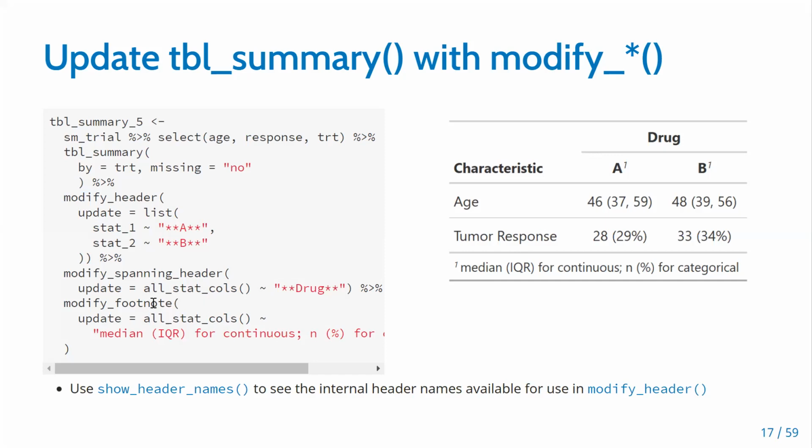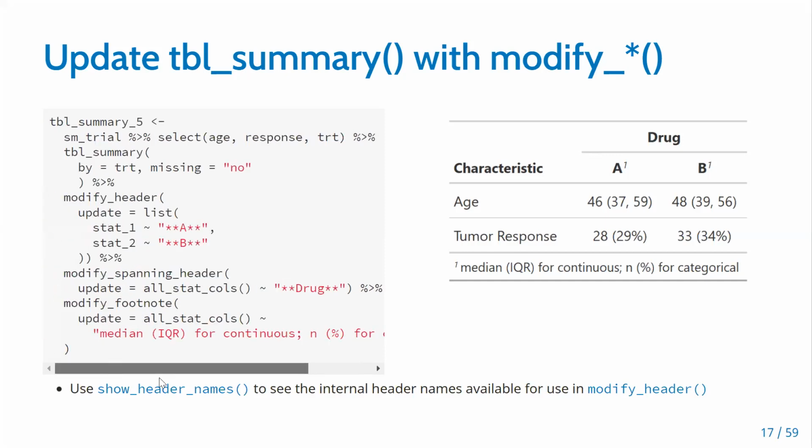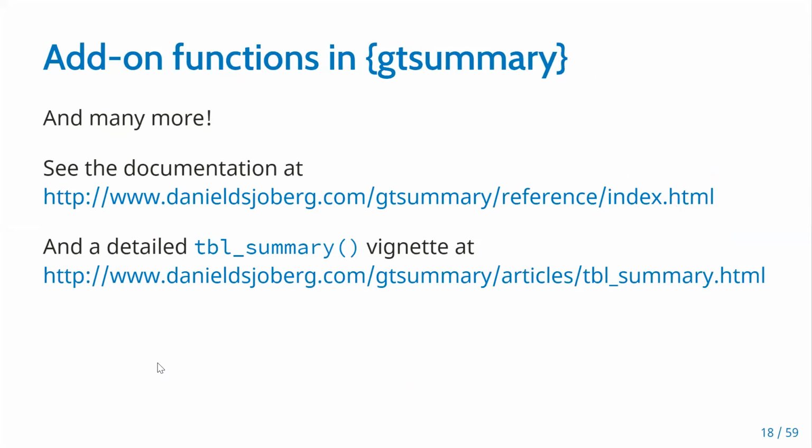And I wanted to modify the footnote and put more details. Instead of just putting median IQR and n%, I wanted to say median and IQR for continuous variables and n% for categorical. So that's just a quick example of how to make some simple changes to your table. There are other functions to make even more modifications, and you can check them out on the reference sheet on the website of the package.